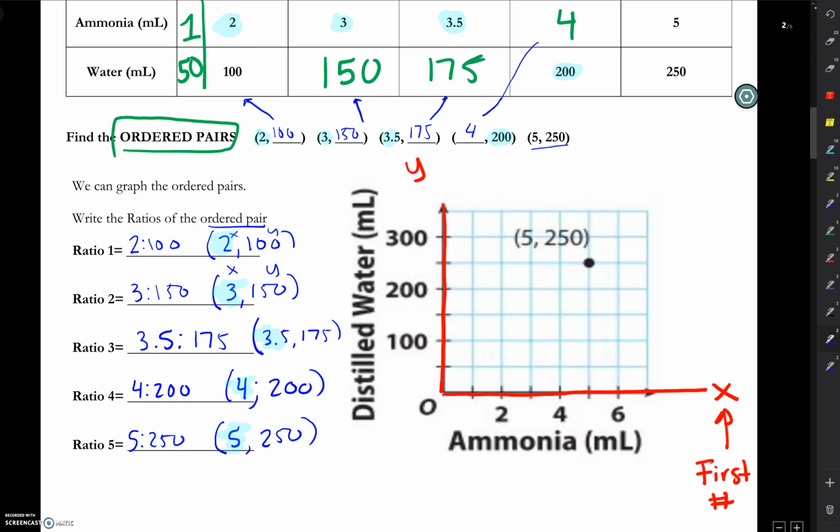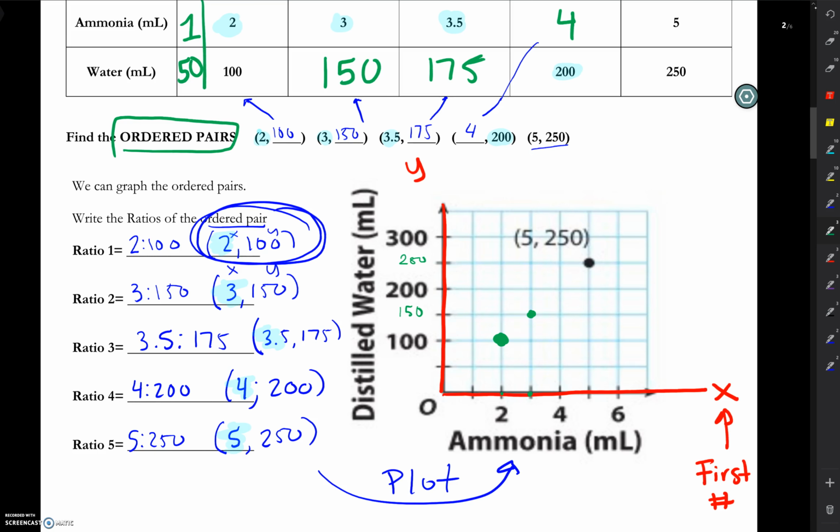So now my goal is to plot these here on my graph. The first one I'm going to do is 2 to 100. 2 goes to 100. I'm going to put a dot right here. Now I wouldn't draw the line, so I would take that away. The next dot that I would put would be 3 to 150. So here's my 3, and 150 is going to be right here because this is 150.